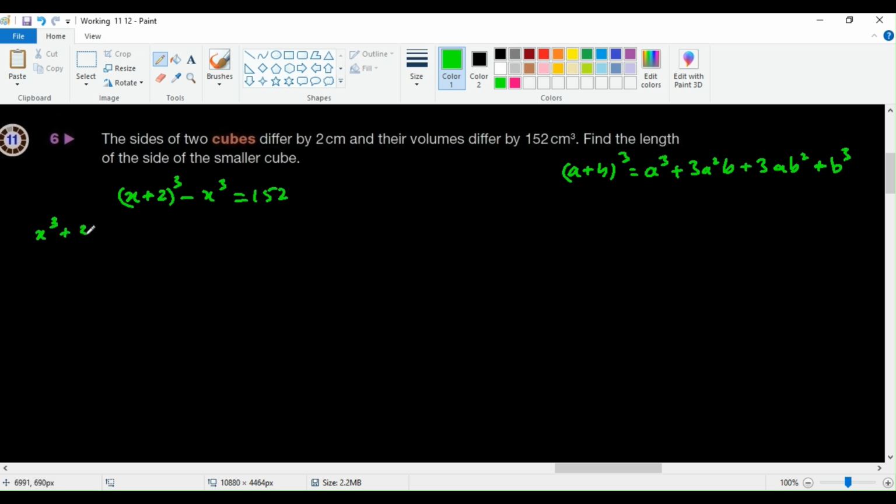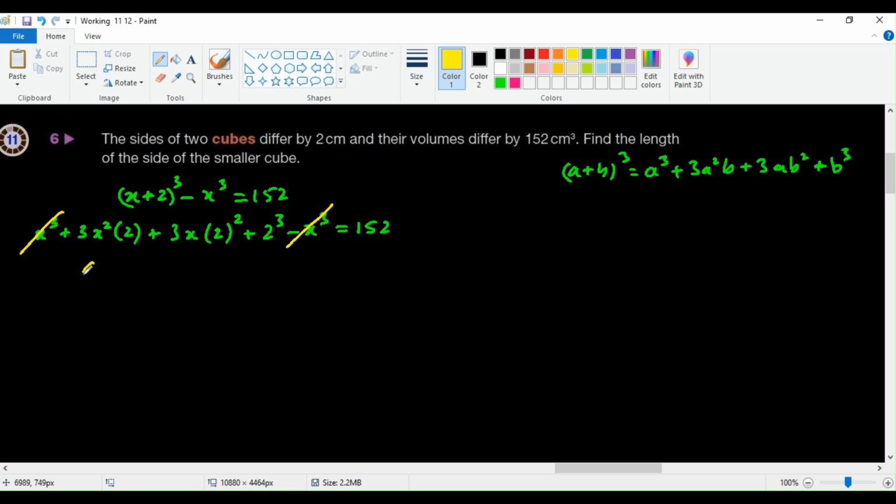It's going to give us a plus 3x² plus 3xb² and plus 2³. This is a simplification of (x plus 2)³, and minus x³ is the one we are talking about, equals 152. As you can see, we can simply cancel these two x³.